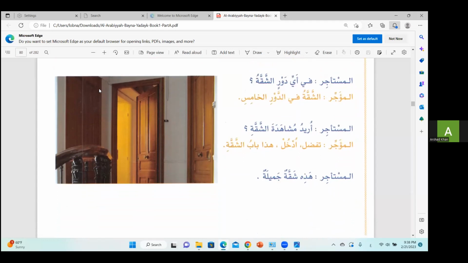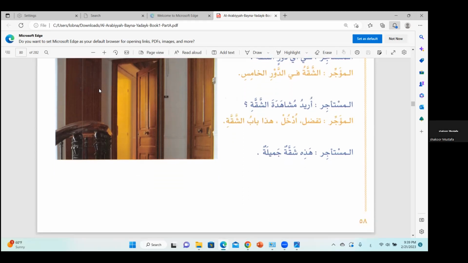أريد مشاهدة الشقة. I want to view or look at the apartment. شاهدة is to witness something. So مشاهدة is witnessing in the verbal form. تفضل, go ahead. أدخل الباب. This is the door. هذا الباب, enter the door. هذا باب الشقة. This is the door of the apartment. هذه شقة جميلة. This is a beautiful apartment.